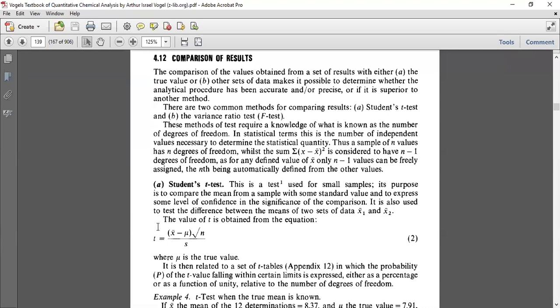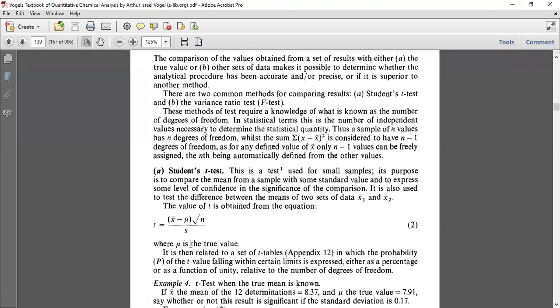Here you have to remember this formula. t is equal to (x bar minus mu) times square root of n divided by s. Mu is what? It is the true value.